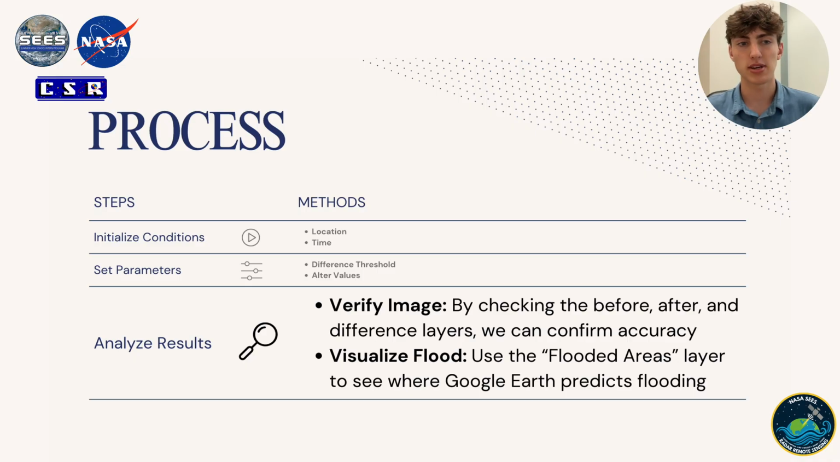The difference layer has pixels whose color reflects the change in amplitude between the before layer and the after layer. A lighter pixel means that there was more change between those two layers, while a darker pixel means that there was less change. The difference layer is the driving force behind the flooded areas layer, which is a mask that shows blue pixels in all the places that experienced an amplitude change that was greater than our set difference threshold.